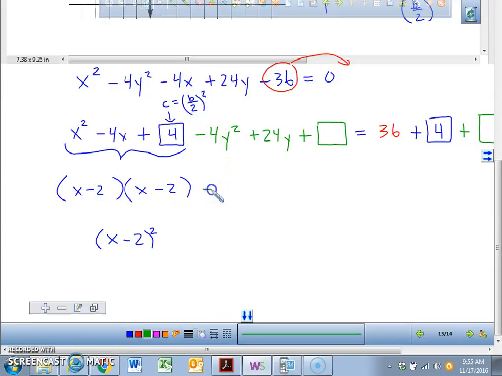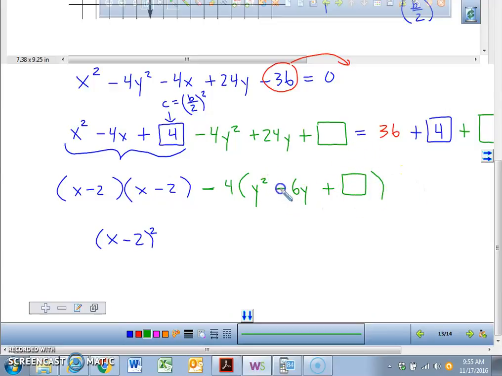I want you guys right here to put a minus, and I want you to put a 4, because we actually have to take a negative 4 and factor it out of the entire equation. So if I factor a negative 4 out of all of my y variables, I'm going to be left with a y squared minus a 6y plus whatever goes right here.